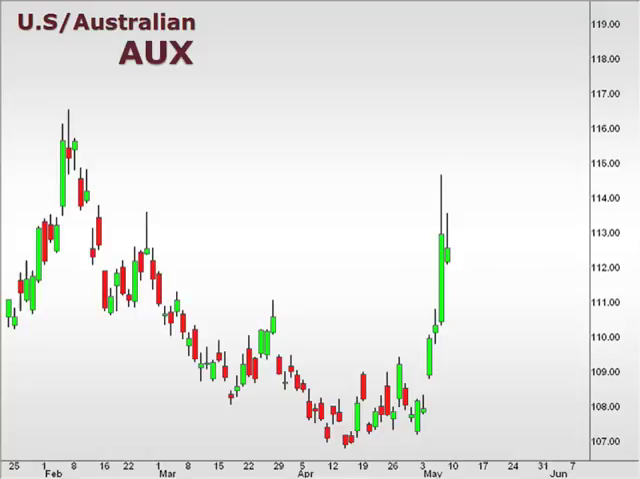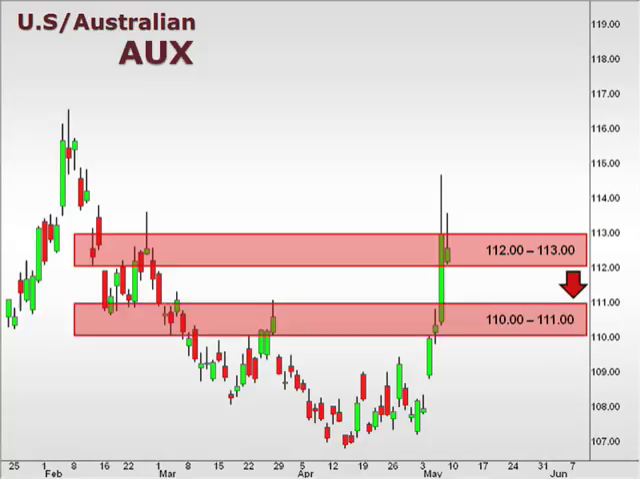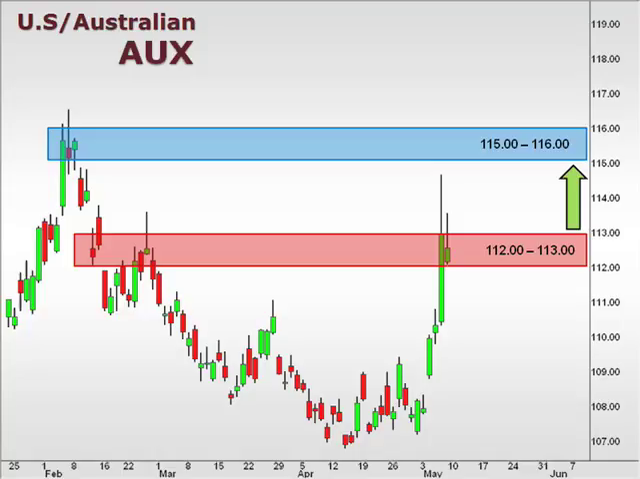The US dollar staged a major reversal against the Australian dollar as the AUX now hovers above the 112, 113 focal zone. After such a major move, it is not unrealistic to expect a retracement back down to test support at 110, 111. The 115, 116 focal zone provides a target to the upside.